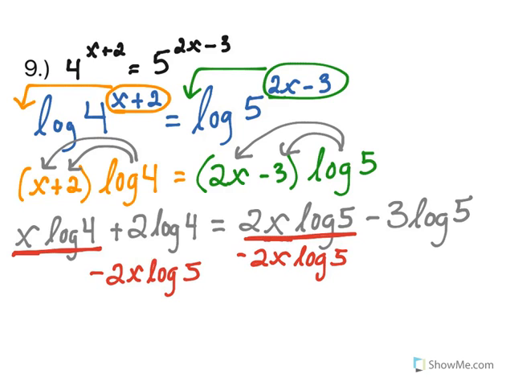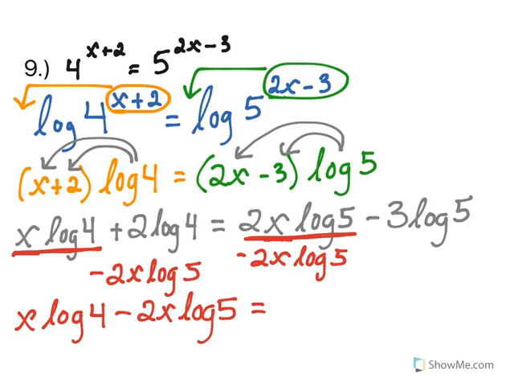Okay. I'm also going to move that 2 log 4 over, but I'm going to do this in two separate steps. Okay. So I'm going to have x log 4 minus 2x log 5 is equal to, oh no, not equal to, not yet. I still have that plus 2 log 4 over there. That's equal to negative 3 log 5.